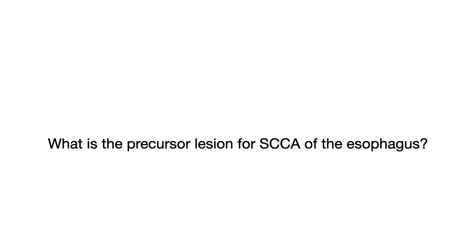What is the precursor lesion for squamous cell carcinoma of the esophagus? Squamous dysplasia. And we characterize squamous dysplasia into low grade and high grade. There are several parameters used to differentiate between low grade and high grade dysplasia, but the most important factor is loss of polarization, which is seen only in high grade dysplasia. When the lower pole of the nucleus is no longer oriented to the basement membrane, we call this loss of polarization, and we only see this in dysplasia that is high grade.